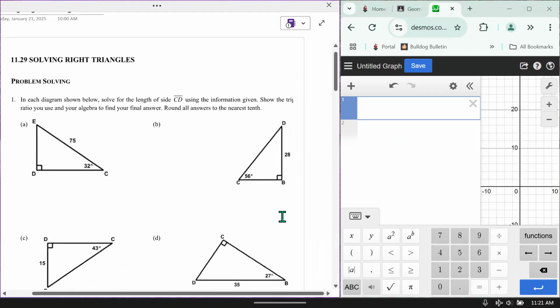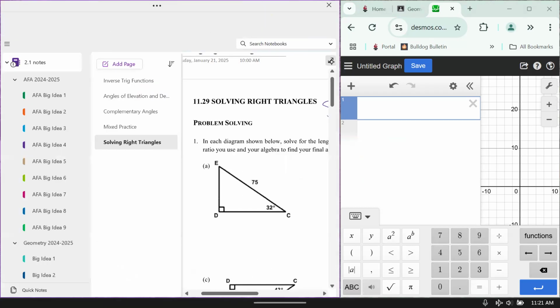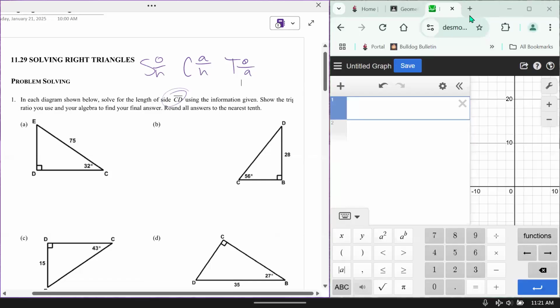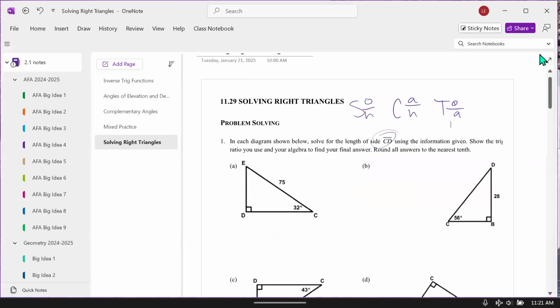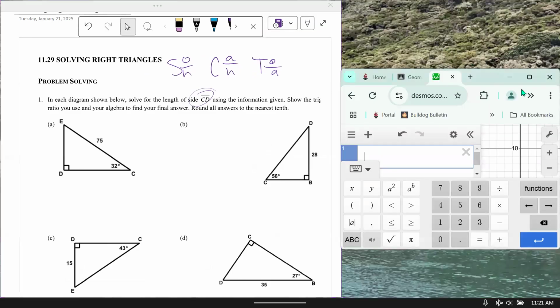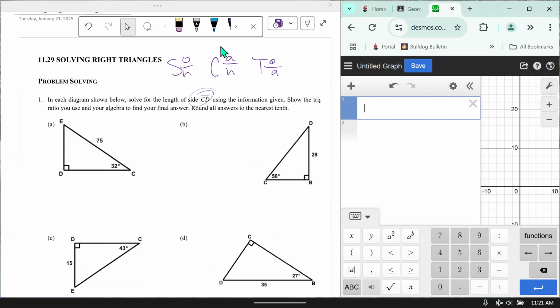Problem solving. In each diagram, solve for the side CD. Okay. So let's go ahead and write. So, TOA. Okay. Again, where did my, oh man, lost it. Okay, hold on. I gotta get my little colored pins back. There we go. I don't know why it's so finicky.